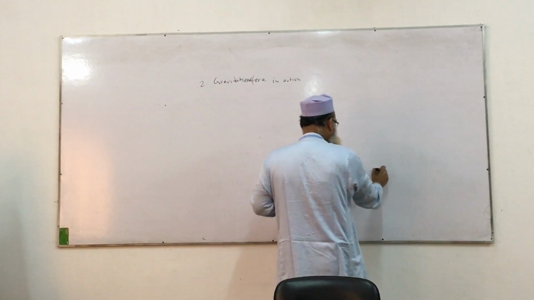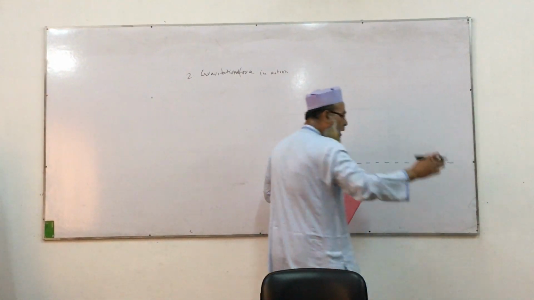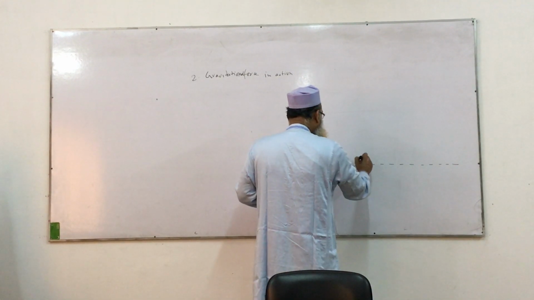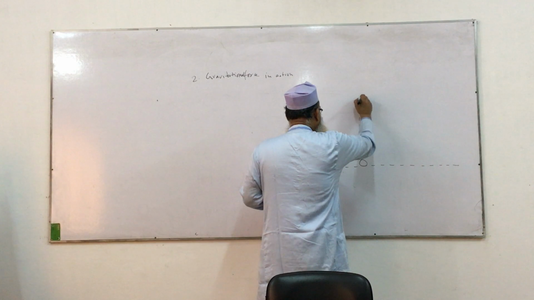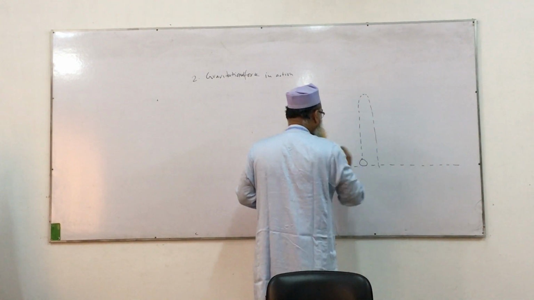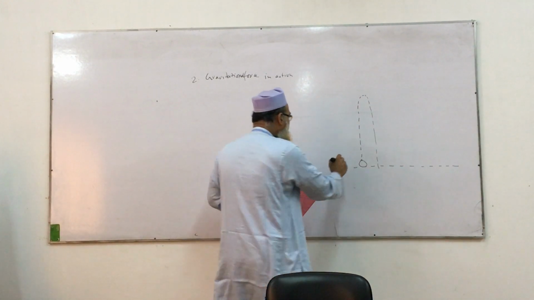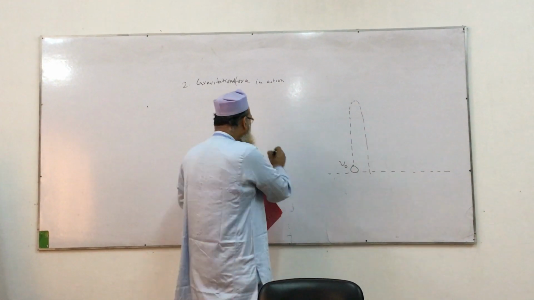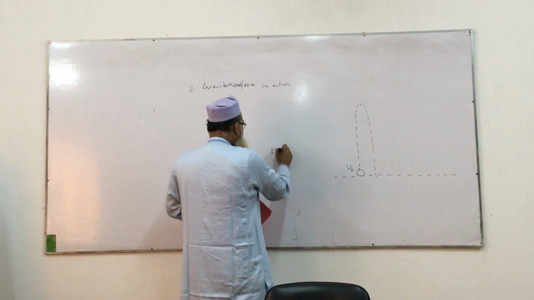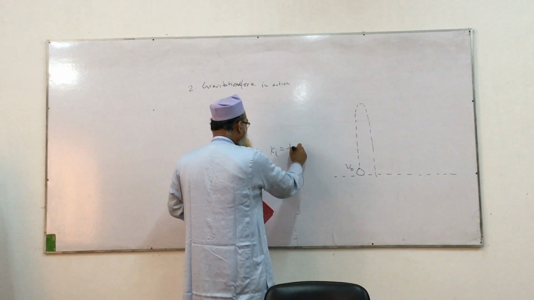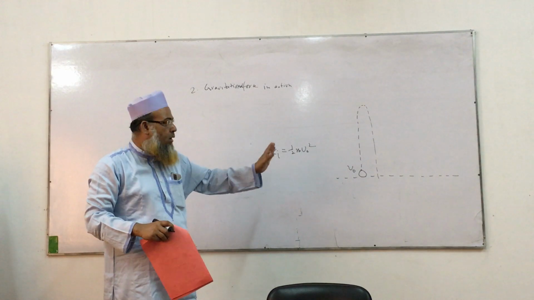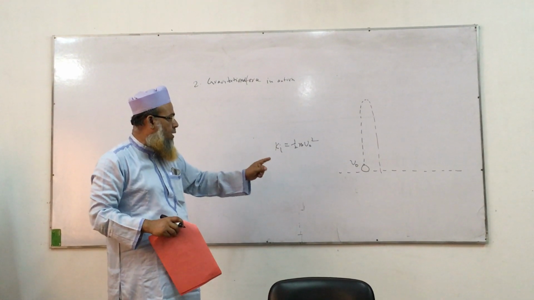Here is the ground. An external agent projects a ball upward with velocity v naught. So the initial kinetic energy Ki equals half m v naught square, right?